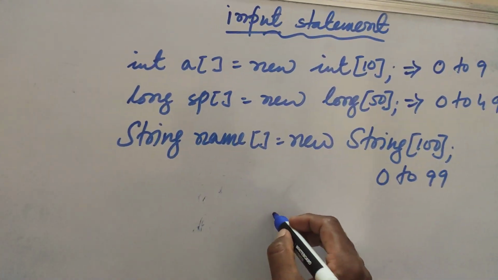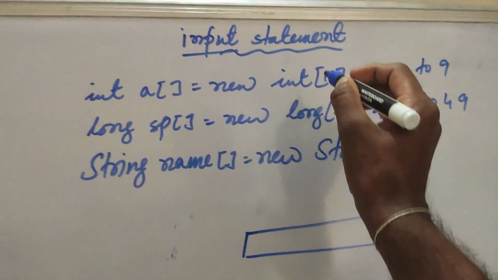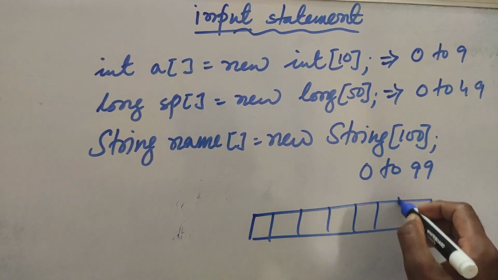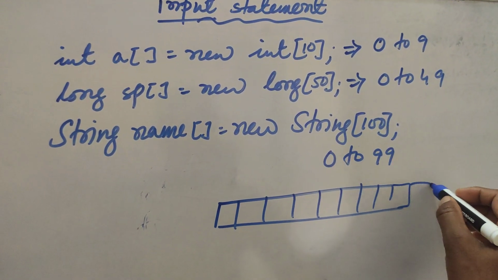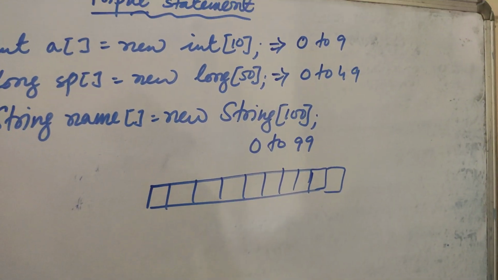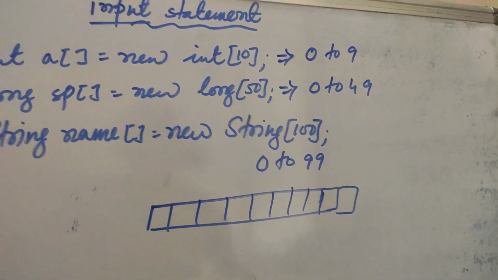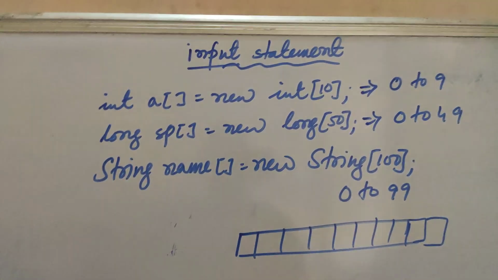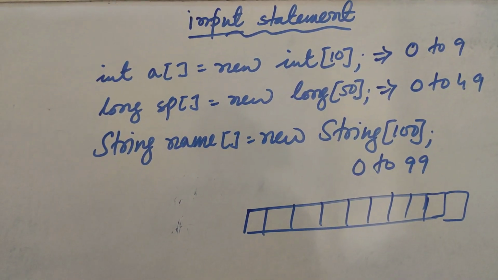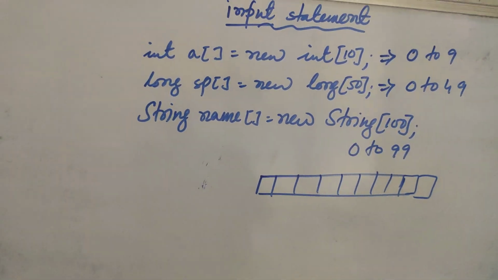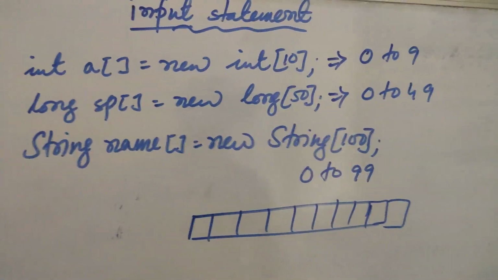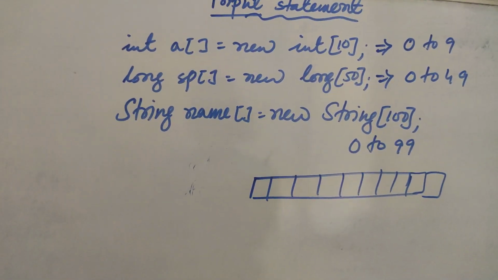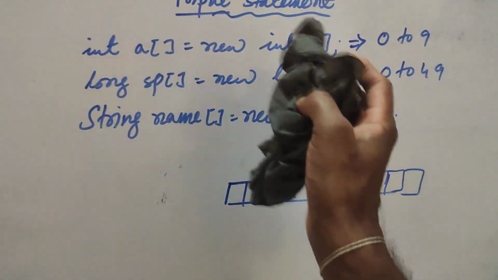And the computer makes it empty that way. For the first one, suppose 10 values: the computer makes 1 2 3 4 5 6 7 8 9 10 empty for 10 values. Here 50, here 100. So that way you need to take the variable for input statements. Char variables, double, float, anything we can take like that way.